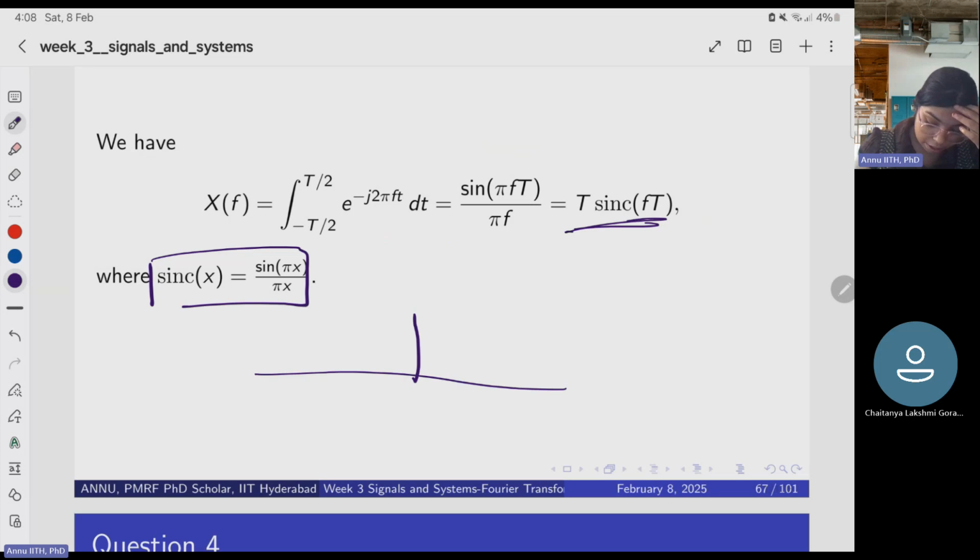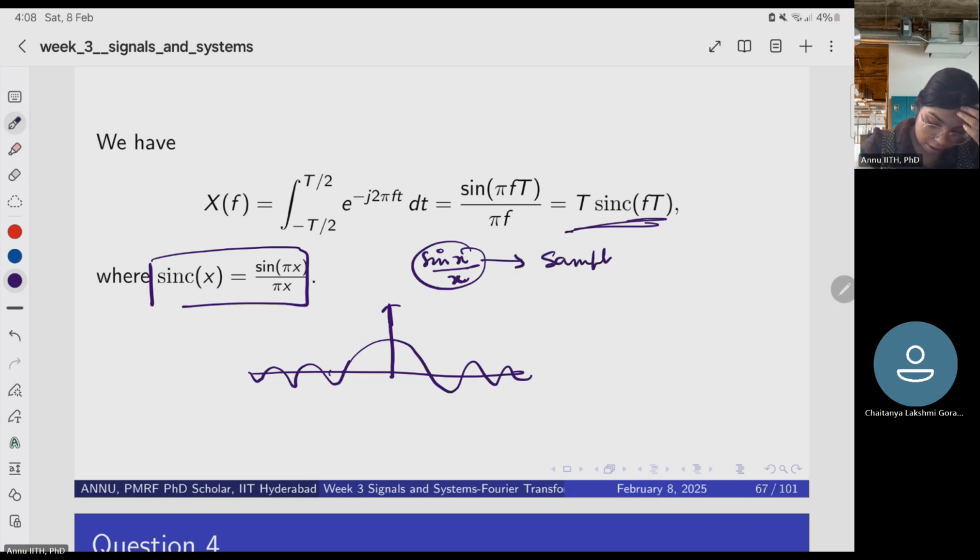So as we know, what is the formula for sin x by x? This is the sampling function. This is the sinc function. So this is 1 by T and 2 by T. Where if it is the sampling function, then it is 1 by pi here, and this is pi.